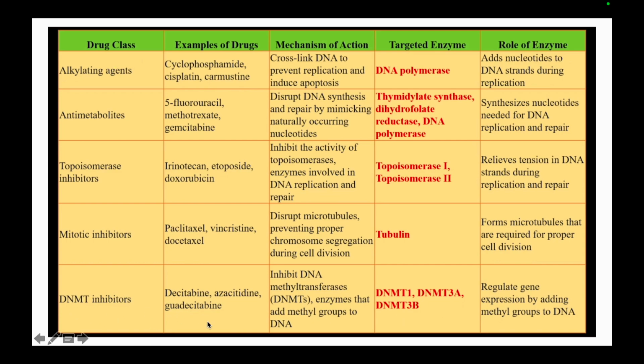Then we have DNMT inhibitors, decitabine and azacitidine. This class of inhibitors is widely used as chemotherapeutic drugs. They inhibit DNA methyltransferase enzymes, which add methyl groups to the DNA. So they regulate the gene expression and thus control cancer cell proliferation. Then there are different metabolic disorders.